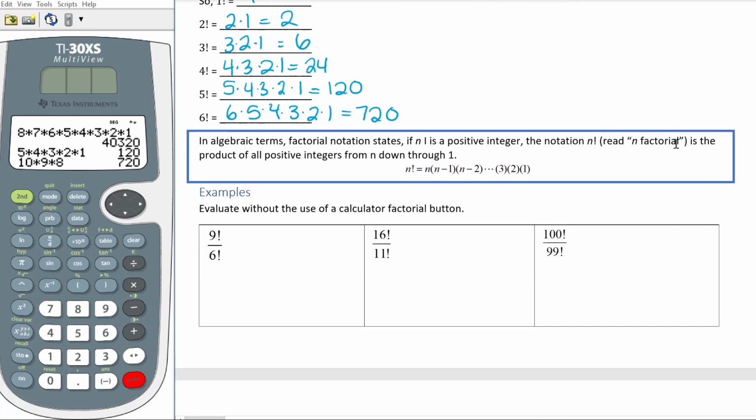Let's do some examples here. This says evaluate without the use of a calculator factorial button.